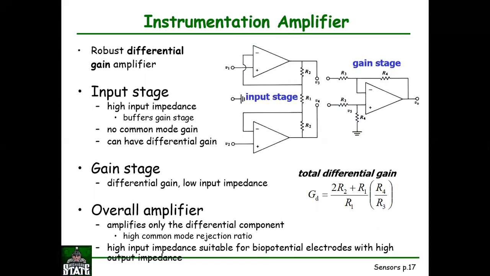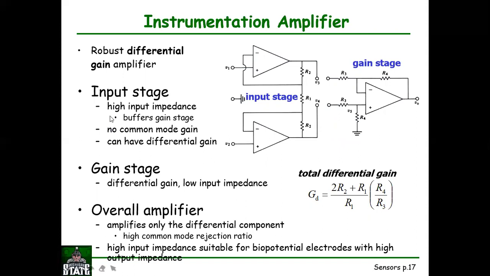Instrumentation amplifier. Now, what is an instrumentation amplifier? If you are having two inputs, there is a possibility of having two types of output. First one is V1 minus V2. Second one is V1 plus V2. In the instrumentation amplifier, V1 minus V2 is the desirable output, and so we need to suppress V1 plus V2.